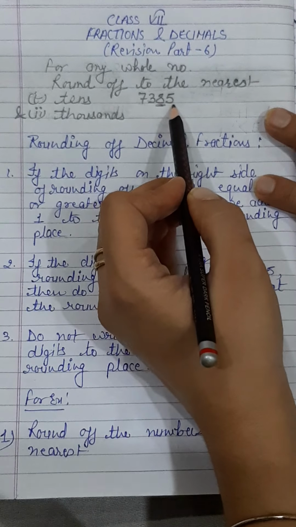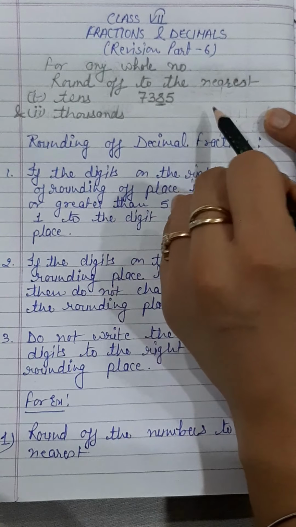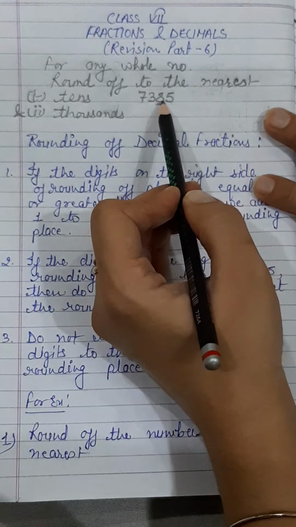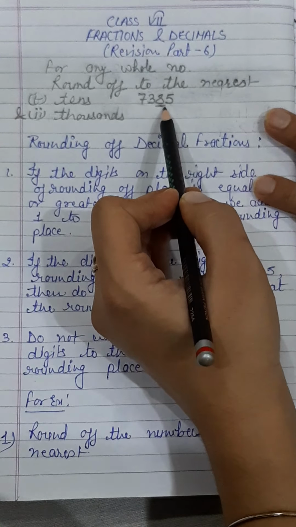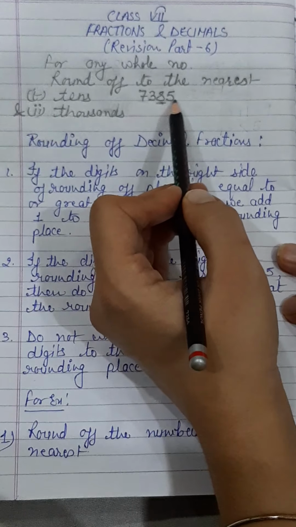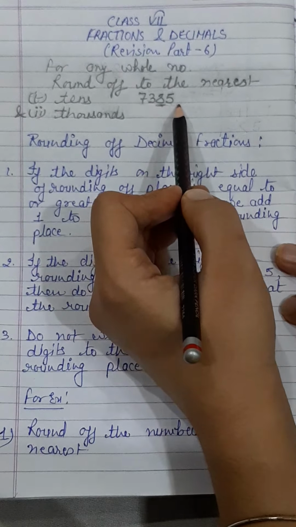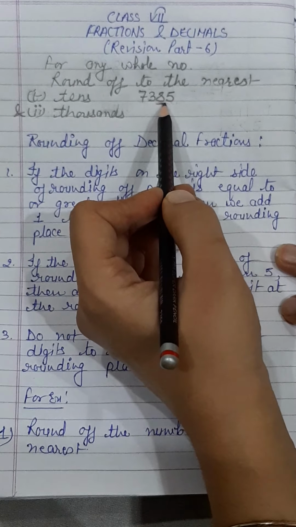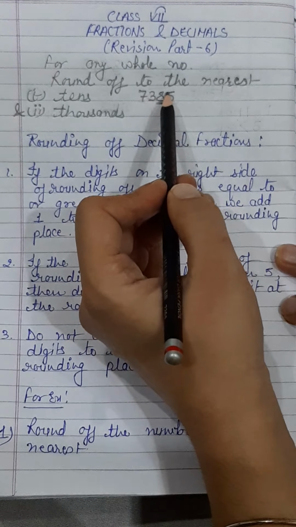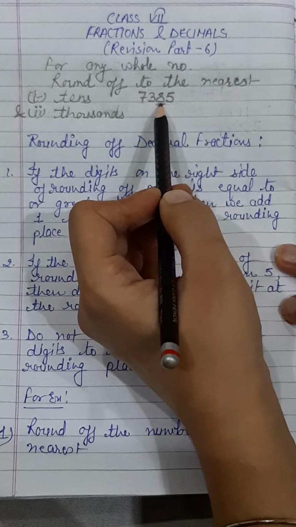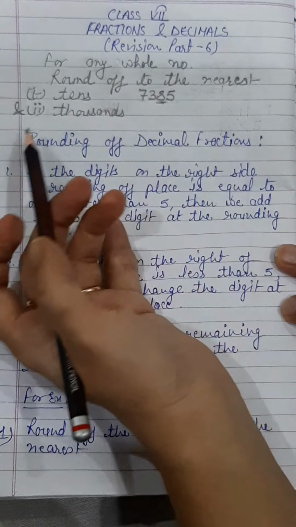If that number is equal to or greater than 5, then you have to add 1 to the rounding off number. If the next number on the right-hand side is less than 5, then there is no change in the rounding off number. And after rounding off, all the digits to the right become 0.